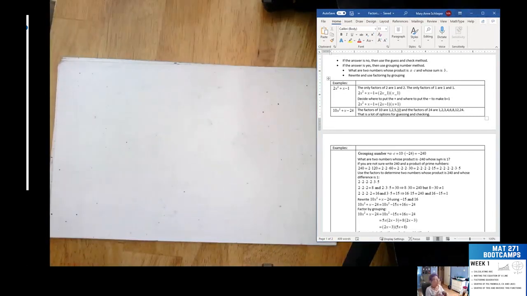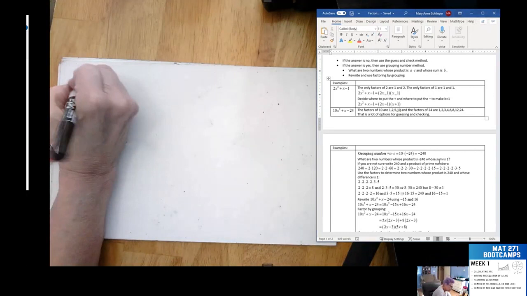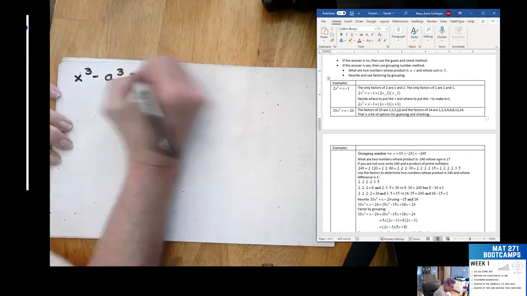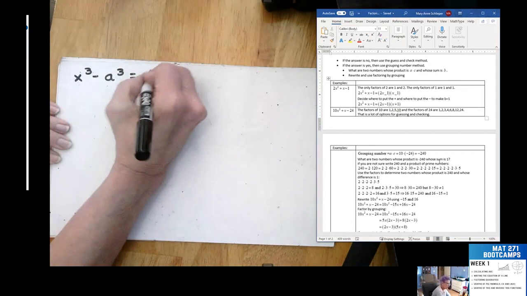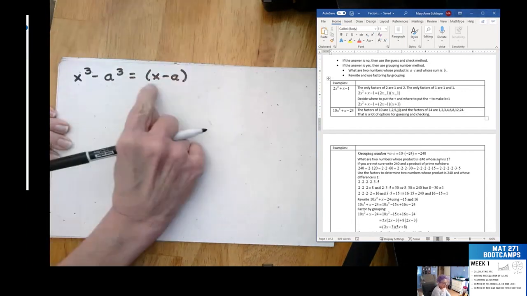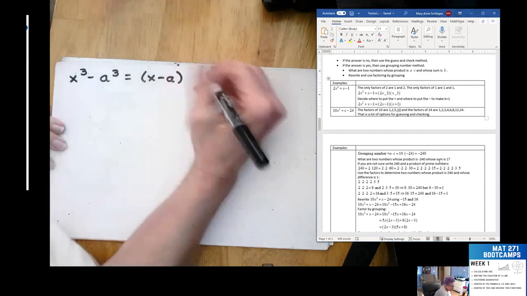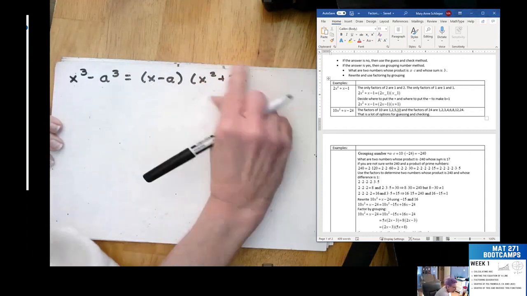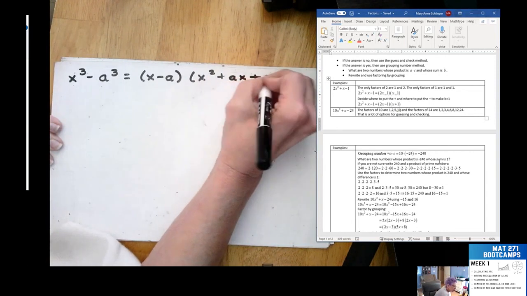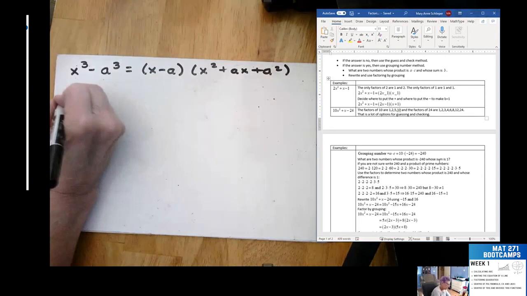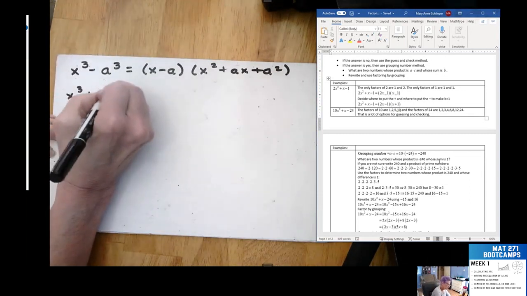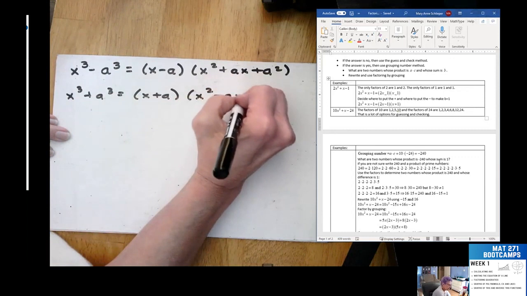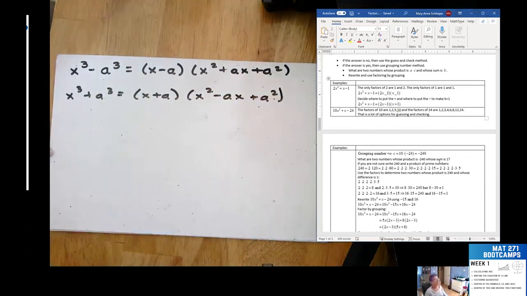The other ones that you just need to memorize would be a difference of 2 cubes and a sum of 2 cubes. If you have a difference of 2 cubes, you start out just by writing the terms x minus a. And then you have a minus sign here. All the rest are plus signs. Whoops. Minus plus ax plus a squared. If you have a sum of 2 cubes, then you have x plus a, x squared minus ax plus a squared.